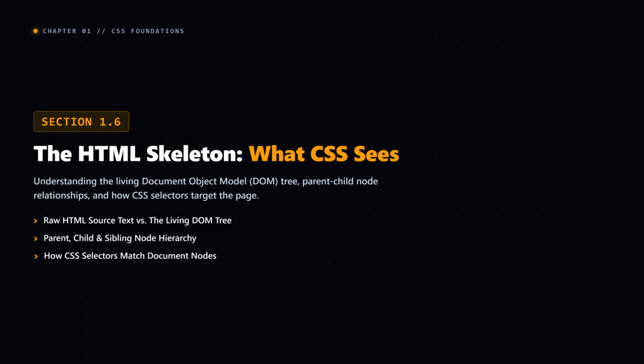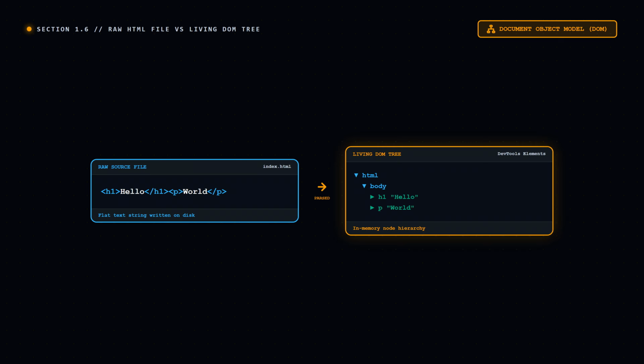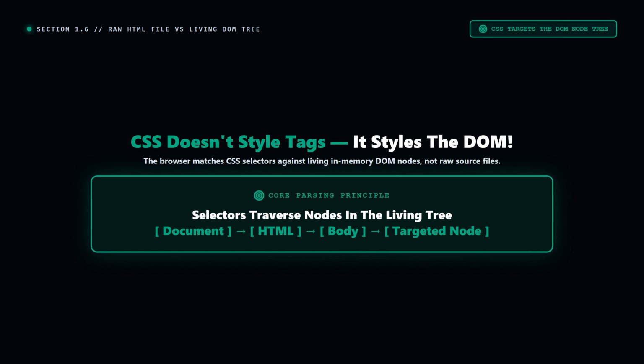Section 1.6. The HTML skeleton, what CSS sees. So far, we've been treating HTML as the raw text you write in a file. But when the browser loads your page, it doesn't keep that text as a flat string. It parses the HTML and builds a living, tree-like structure in memory called the document object model, the DOM. The DOM represents every element, every attribute, and every piece of text as a node in a hierarchy. This is what CSS actually targets.